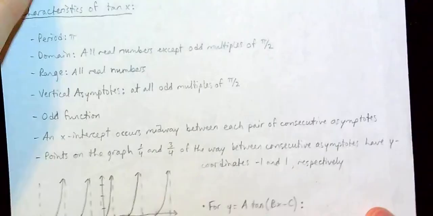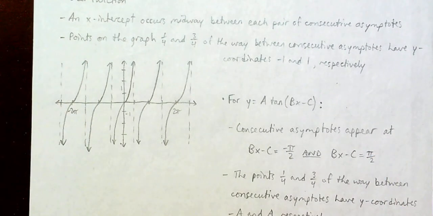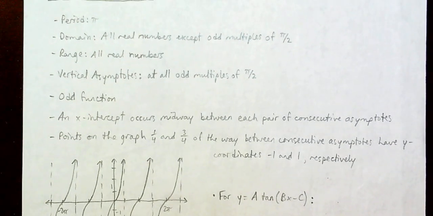So let's look at the graphs of the other trig functions that we have. The graph of tan x looks like this guy here. We have these clear cycles happening here, and we have vertical asymptotes happening. As we said from our previous video, the period of the tangent function is pi. The domain is all real numbers except odd multiples of pi over 2. The range is all real numbers.